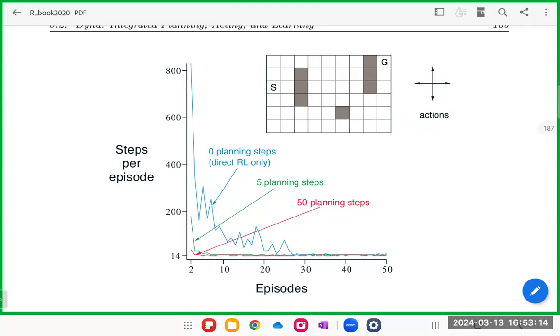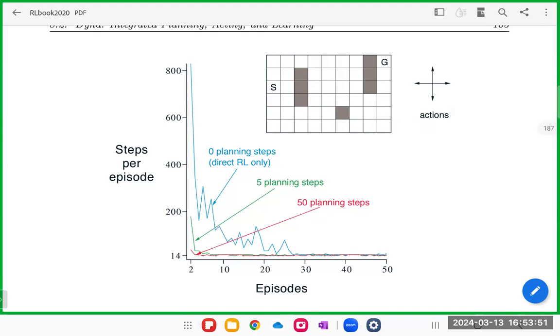You can think of it as the reward, because if you take -1 for every step, it's like -800 reward. After some 30 episodes, the blue curve has a reward close to -14. Like 14 steps, it is converging. So maybe the optimal path from the start to the goal is around 14. But as you see, when you use 5 planning steps, the green curve converges to the optimal policy much quicker than the blue curve.